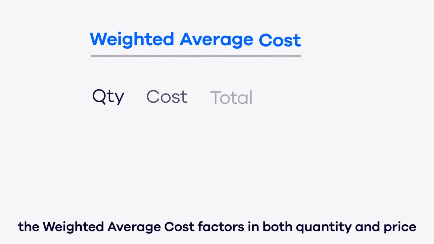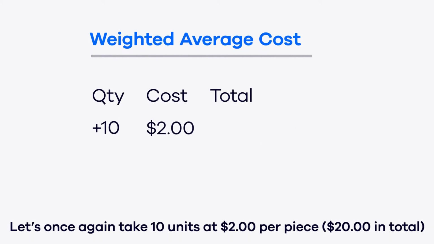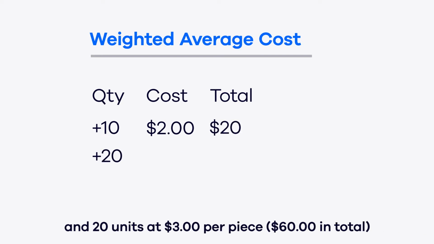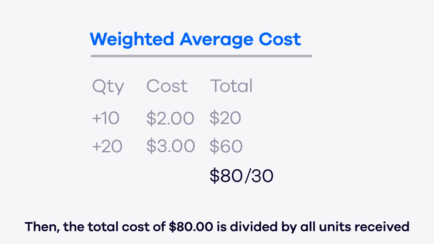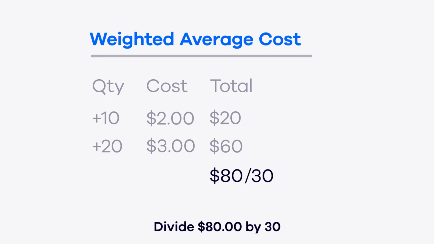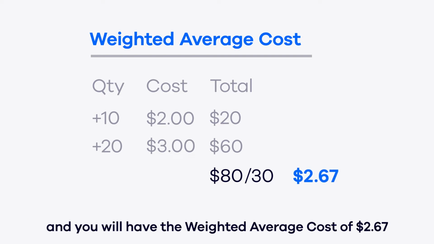On the other hand, the weighted average cost factors in both quantity and price. Let's once again take 10 units at $2 per piece, $20 in total, and 20 units at $3 per piece, $60 in total. Then, the total cost of $80 is divided by all units received, which is 30. Divide $80 by 30, and you will have the weighted average cost of $2.67.